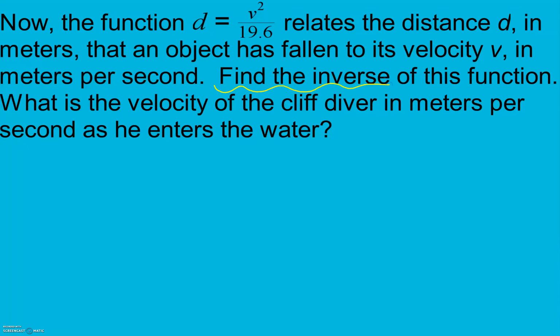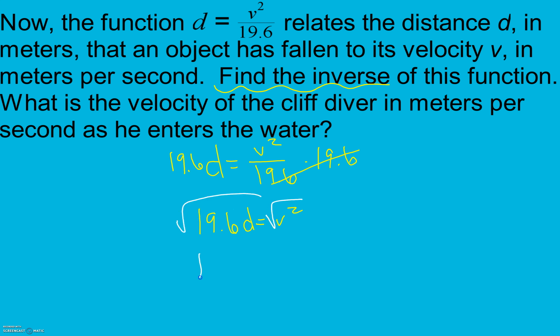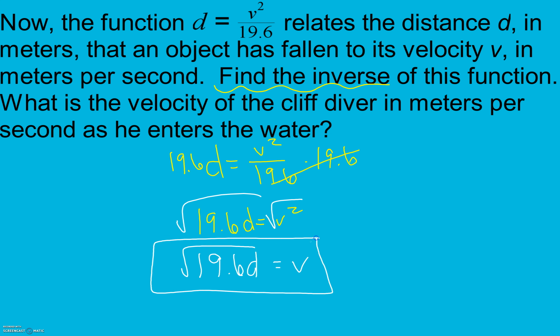So again, my inverse, I'm going to solve for my opposite variable. First step is to multiply to get rid of my division. And to get rid of my square, I'm going to take the square root. And again, when we take the square root, we usually do plus or minus, but we're not going to have a negative velocity here. So that is my inverse.